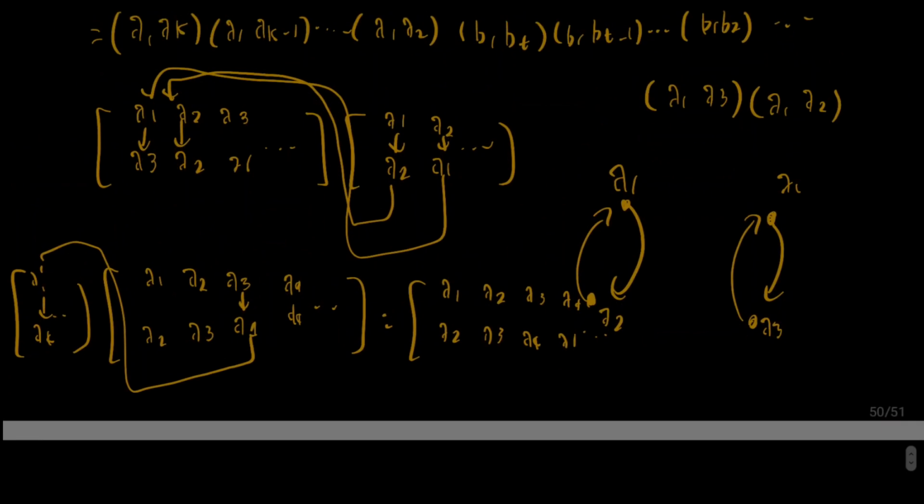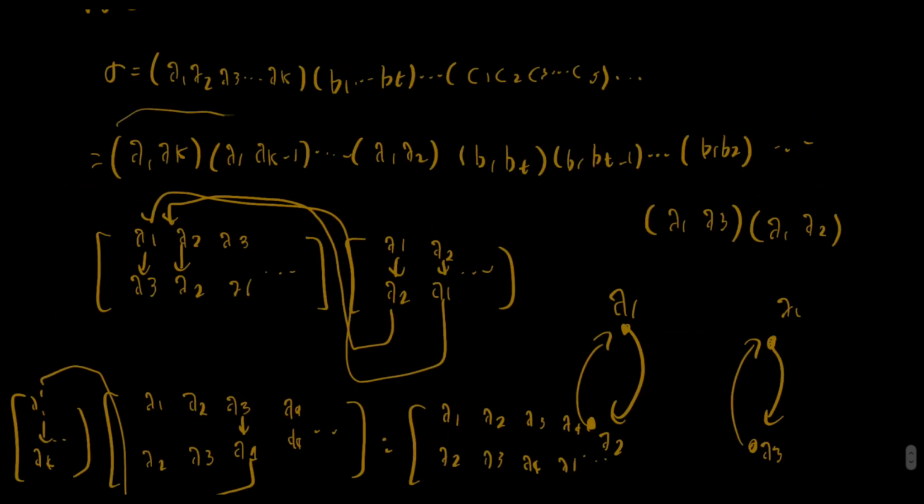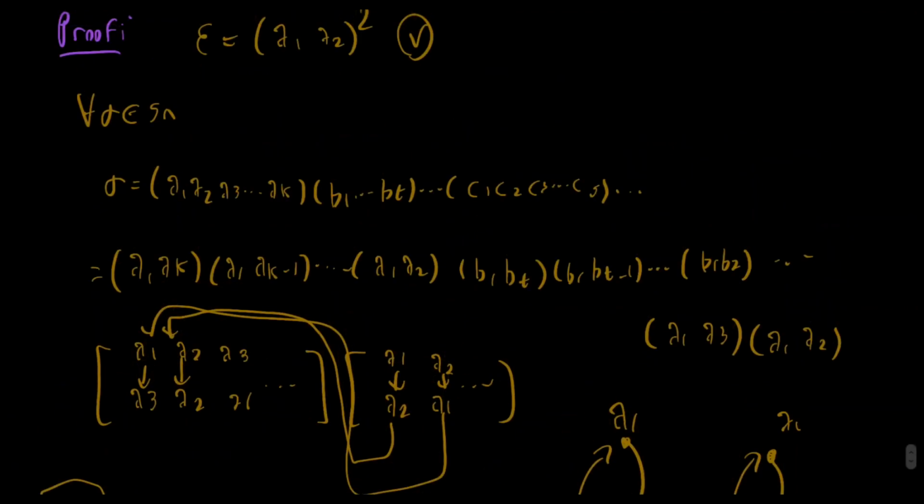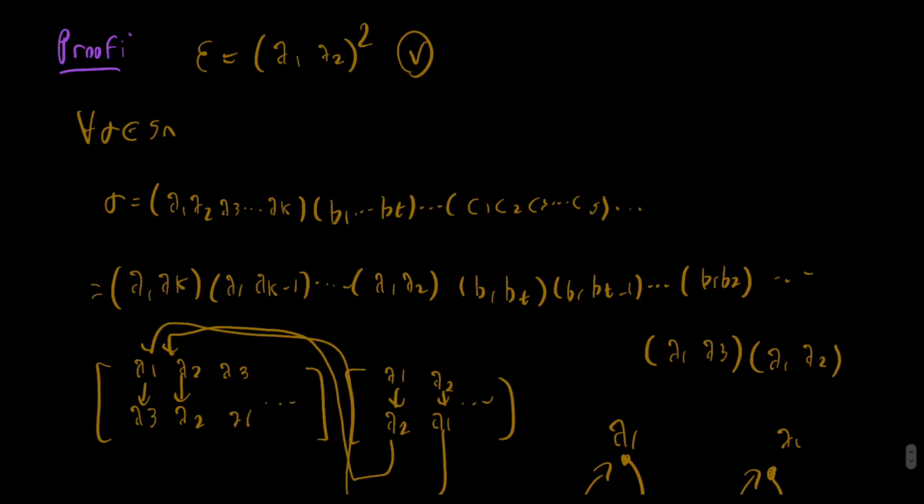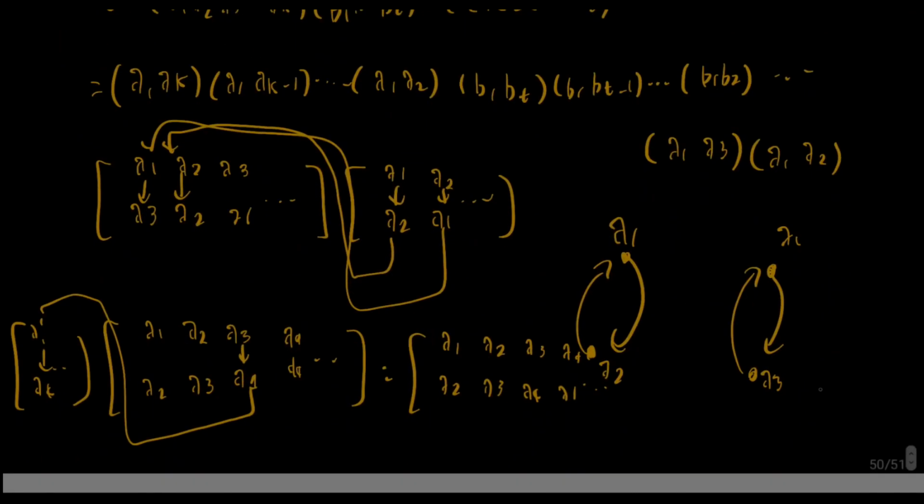And so I hope this explained why this works. Of course we did it only with the A permutation. It will work in just the same way with the B permutation and the C permutation. And so we have now seen that we can write sigma as a product of two cycles, but that's precisely what we wanted to show, and this completes the proof.